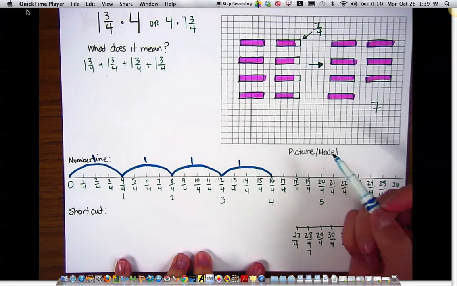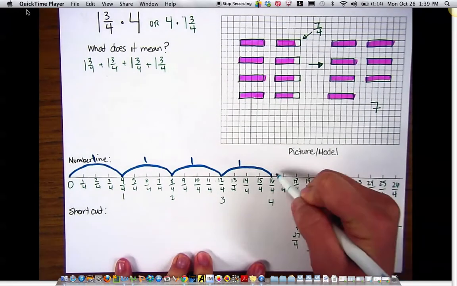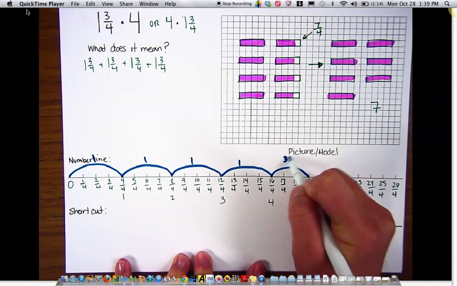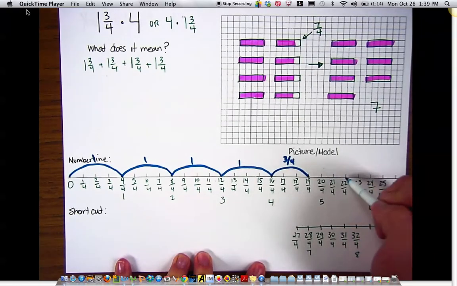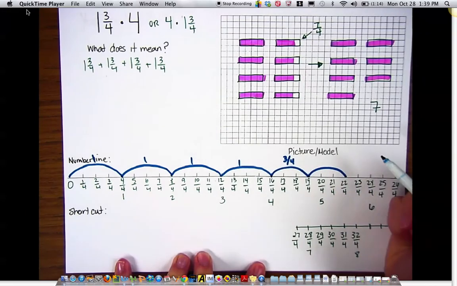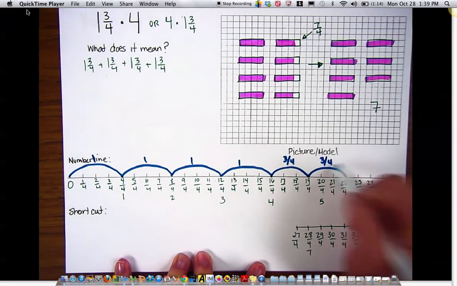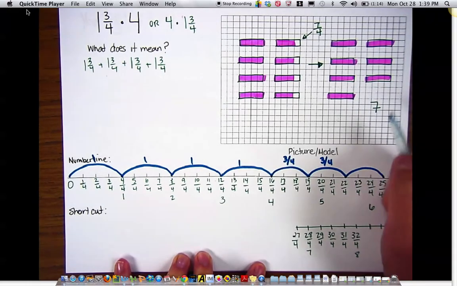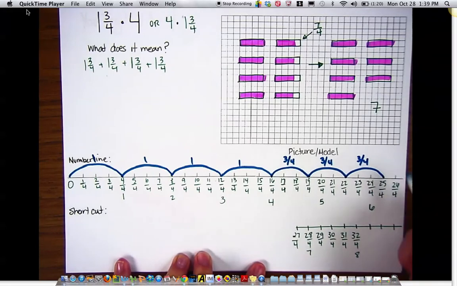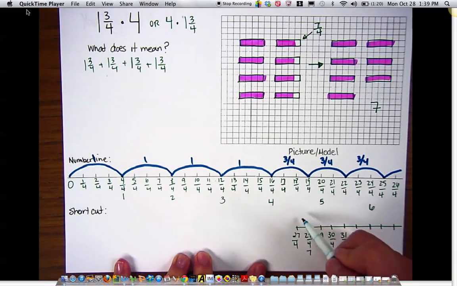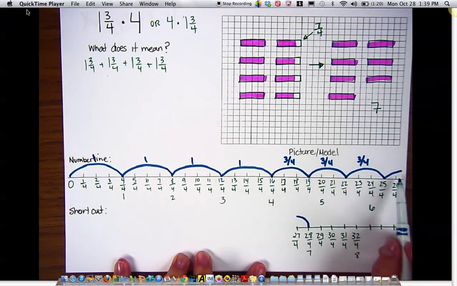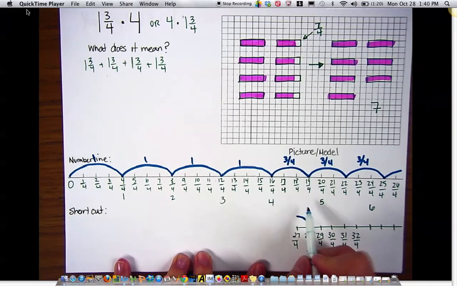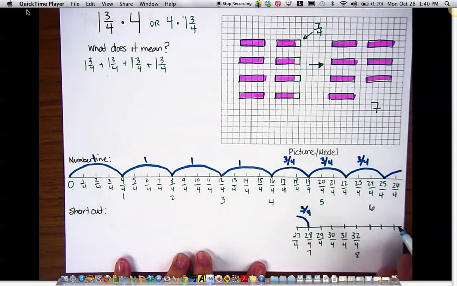So now I can do 3/4. So 1, 2, 3. That's 3/4. And then I can do 1, 2, 3 again. And that's 3/4. 1, 2, 3 again. That's 3/4. And then here it's a little tricky because my number line got messed up. But it's going to end right here. Because I have 1, 2, 3. There's my 3/4 continued there. All right, so I see that I again end at 7.